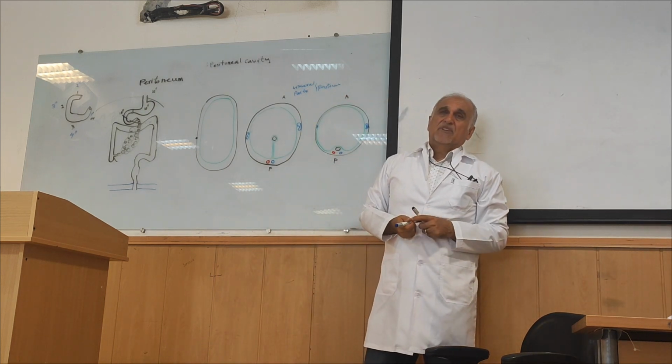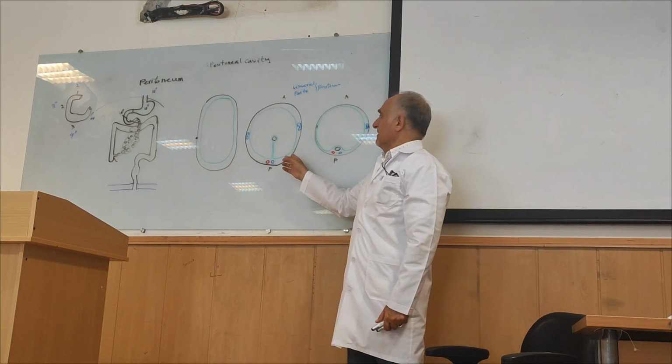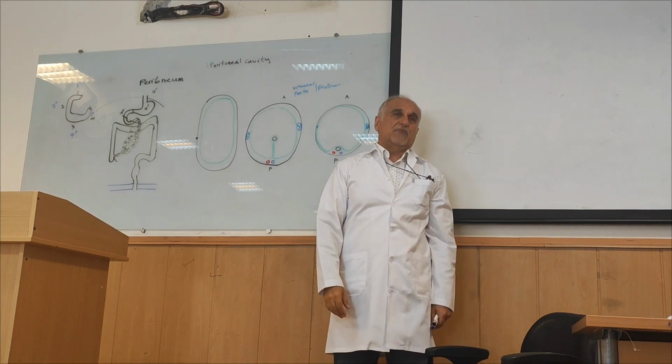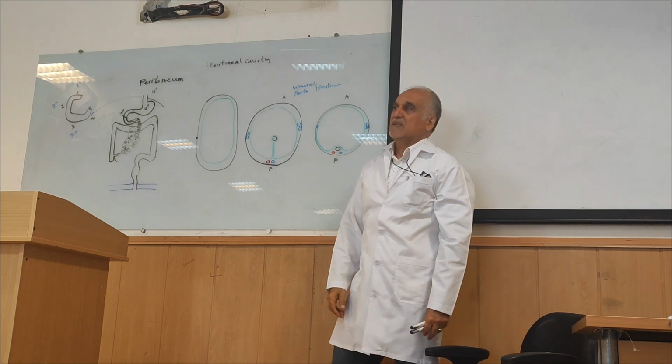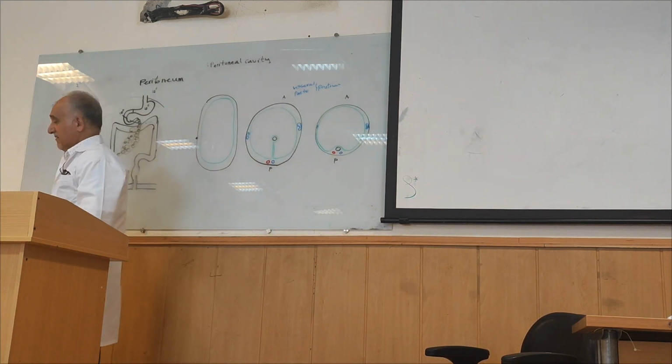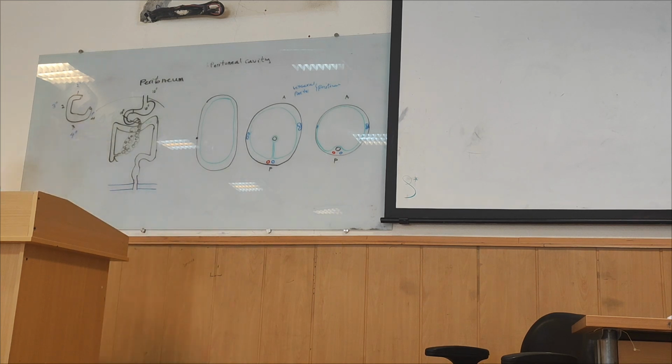So, the peritoneum that covers the intestine, we say visceral peritoneum, and the peritoneum that covers the side, we say parietal. Again, I go back to the example that I mentioned at the first of the class.